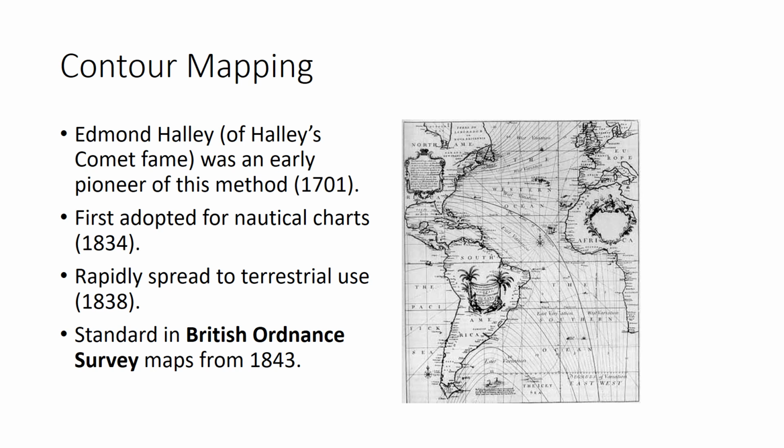And so one of the earliest uses is actually mapping things like isogonic lines, or lines of equal magnetic declination. So lots of variety here. These contour lines were first adapted for nautical charts in 1834 to show depth, but then they rapidly spread to terrestrial use. And so by 1838, you see some common examples of this. And they were standard in British Ordnance Survey maps starting from 1843 onward.